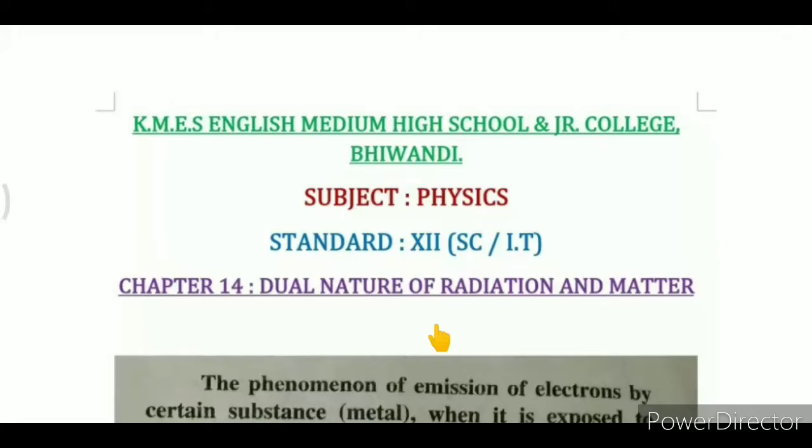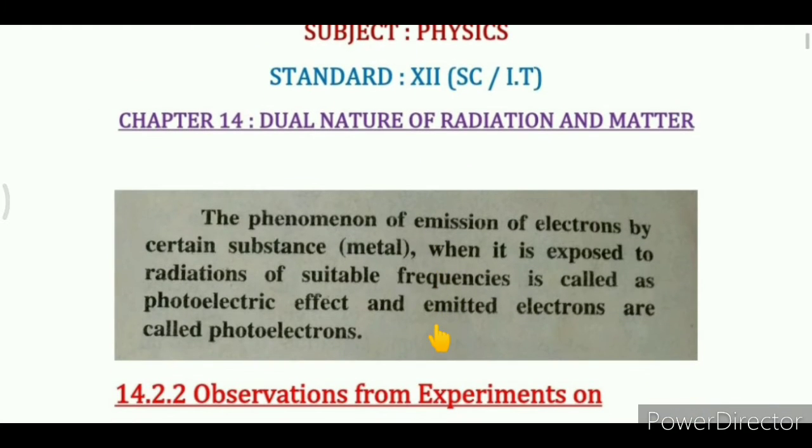Hello students. In the last lecture, we started the chapter Dual Nature of Radiation and Matter, and we saw the photoelectric effect. Just recall the definition of it. The phenomenon of emission of electrons by certain substance or metal when it is exposed to radiations of suitable frequencies is called the photoelectric effect, and the emitted electrons are called photoelectrons. With this, we have studied the experimental setup for the same.